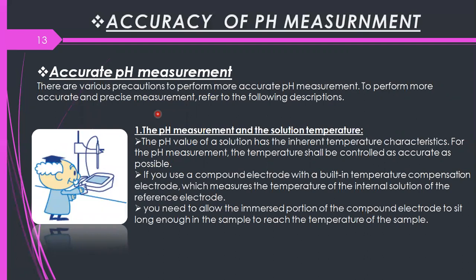Here are some precautions to perform more accurate pH measurement. The first is the pH measurement and the solution temperature. The pH value of a solution has inherent temperature characteristics. For the pH measurement, the temperature shall be controlled as accurately as possible. And if you are using a compound electrode with a built-in temperature compensation electrode, which measures the temperature of the internal solution of the reference electrode, then keep it in such a way that it reaches the temperature of the sample.